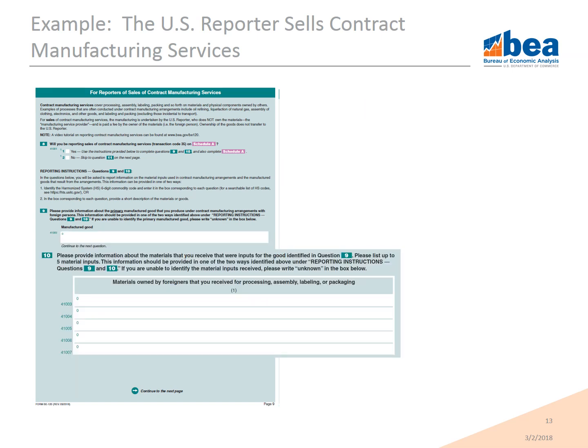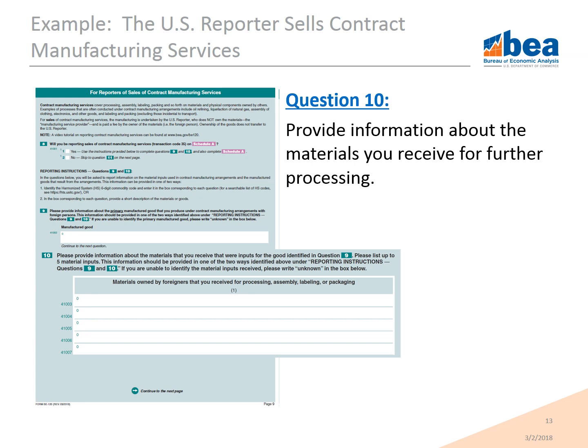For question 10, you would provide information about the materials that are provided to you by the Canadian company under your contract manufacturing services agreement. In this instance, the U.S. reporter received crude oil. And again, you can complete this item similarly to item number 9 by either identifying the Harmonized System 6-digit commodity code, which can be found using the ITC search tool at the link referenced above question 9, or by providing a brief description in the space provided.